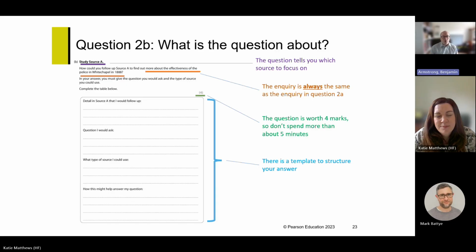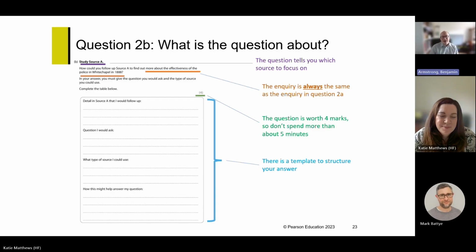Then the third space says what type of source I could use. This is where it's useful. I remember, Katie, at the start, you mentioned about seeing in the specification the types of sources that might be useful. That's where it would be worth knowing some of those sources that you could use. You need to pick a source that is realistic and that probably exists. It isn't okay to say, I would go on the internet and find out more, or I would look in a textbook, or I would speak to someone who was alive then. It needs to be a source that might exist.